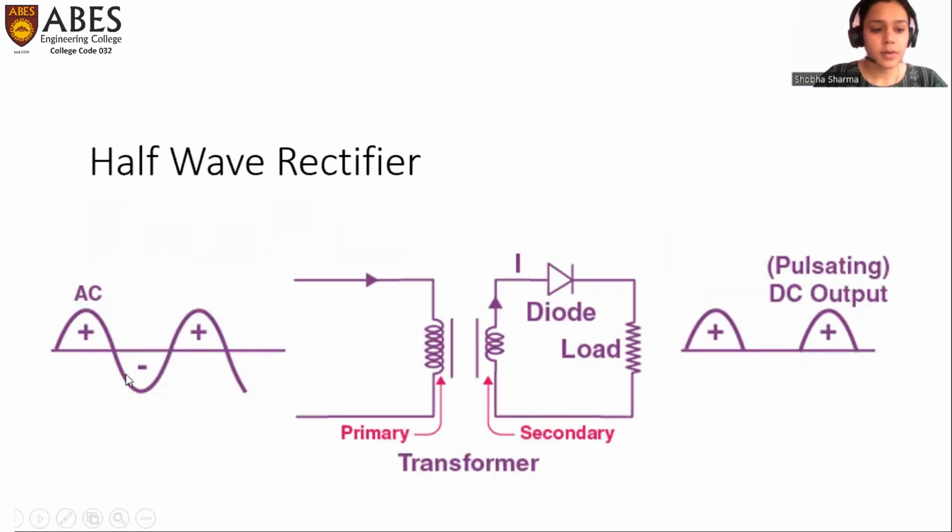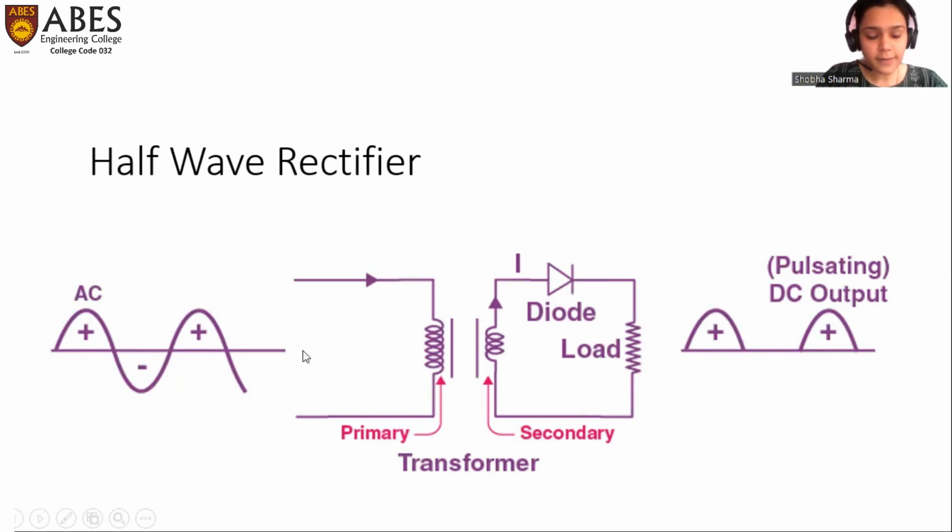So, let us discuss the complete working. This is the input. Alternating input is coming to the transformer. Now, when this positive half comes, this end of the diode is connected to the positive half and the negative end is connected to the negative half. In this condition, the diode comes in forward biasing and is replaced with short circuit. In case of short circuit, the circuit is complete and a current flows and an output is obtained across the load. And this output is shown here for the positive half cycle.